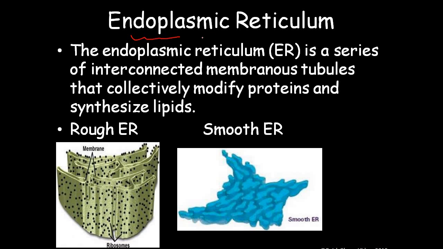Endoplasmic reticulum. The endoplasmic reticulum is a series of interconnected membranes and tubes that collectively modify proteins and synthesize lipids. So their main function is modifying proteins and synthesizing lipids. It is of two types, rough endoplasmic reticulum and smooth endoplasmic reticulum. The rough endoplasmic reticulum is a network of continuous sacs.